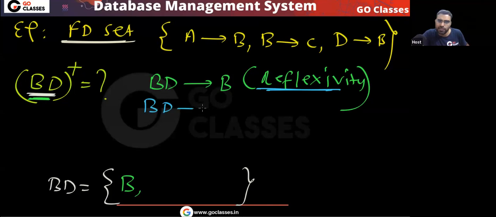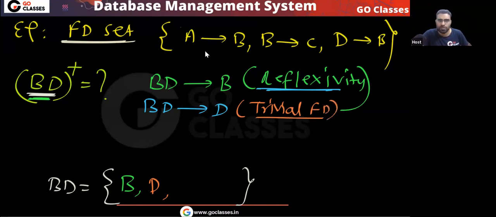Tell me, can I say BD will determine D? Yes, BD will determine D. Again, this is your trivial FD. Yes or no? Trivial FD will always hold. Okay, what else can we do?